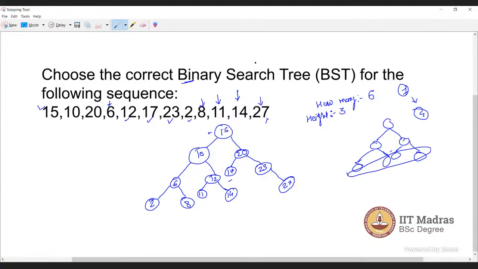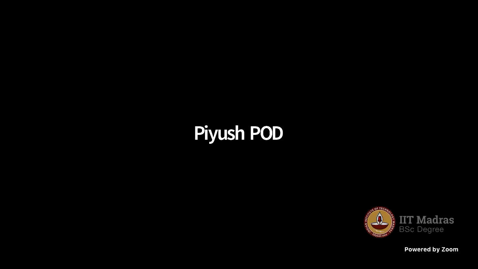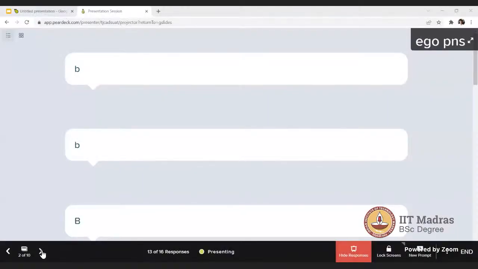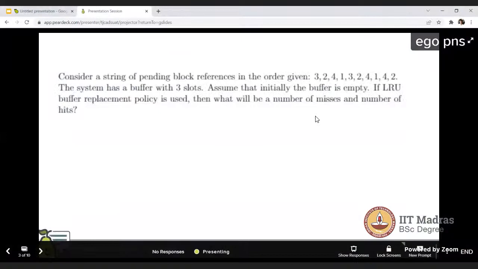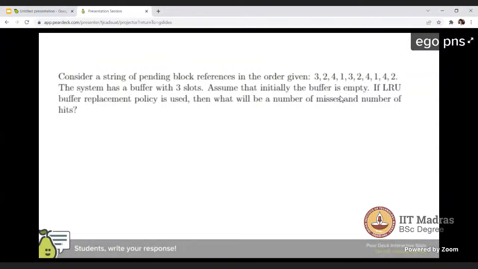Okay, so we'll move on to the next question on Peerdeck. This question is based on the LRU, least recently used, buffer replacement policy. You have to find the number of misses and the number of hits. Just enter number of misses equal to this and number of hits equal to this. It will take time. You need to draw this, right? You need to check this first.